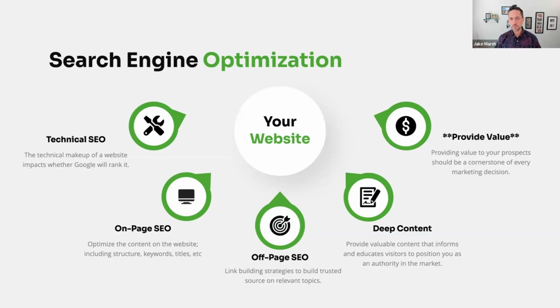And then deep content. We want to make sure we're generating new, interesting, valuable content for your readers. Lastly, provide value to your prospects. This should be the cornerstone of everything you do. Provide content that helps them make decisions, provide content that helps them understand what you do. Really, that is the focus of all of the marketing pieces: we want to communicate your business, your values, what you do, and help your consumers make good choices.